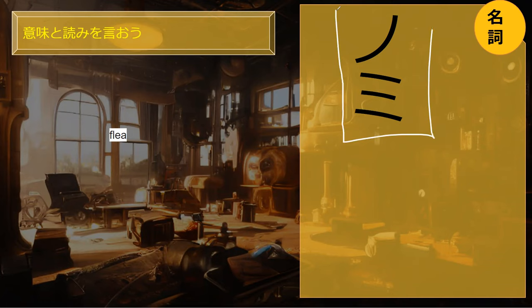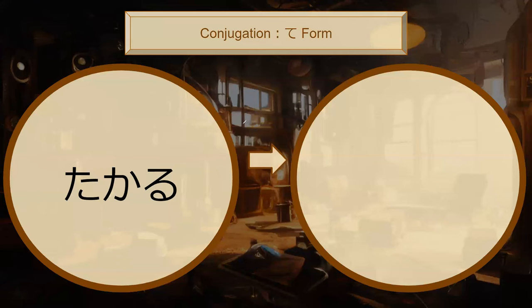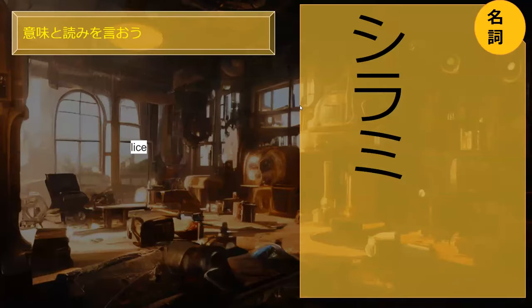And nomi is the word for flea. So nomi takaru to dogs, fleas that flock to. What is the te form of takaru? Takatte. Perfect. Takatte, to flock to something. Our next word is shirami, very similar to nomi, but this one means lice. I'm not going to quiz you on which one's which, but we've got the words flea and lice. So that one is nomi, this one is shirami.